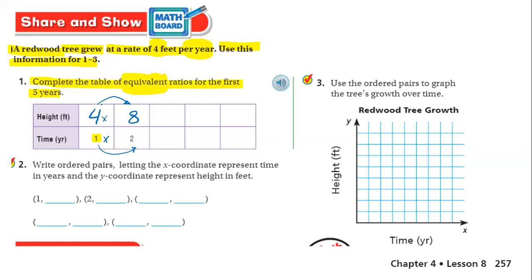Okay, let us multiply by another number. 1 multiplied by 3 equals 3, and 4 multiplied by 3 equals 12. So in 3 years, the height becomes 12. Okay, complete.